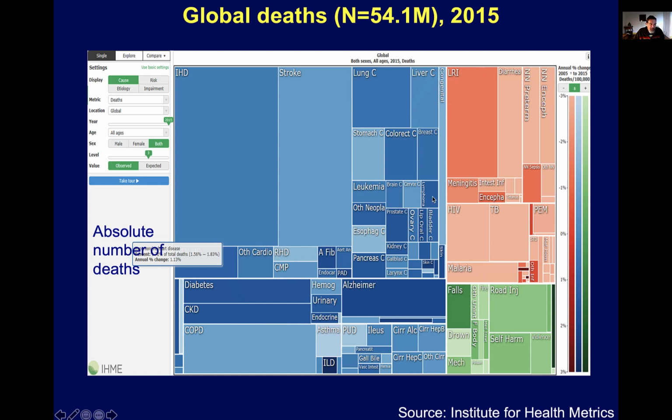The other thing that these visualizations highlight, that I like, is that the darker shades indicate things that are increasing over time, and the lighter shades indicate things that are decreasing. So you can see that increases in lower respiratory infections and encephalitis are happening globally in the number of deaths.